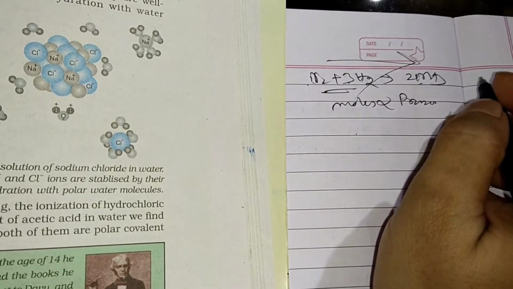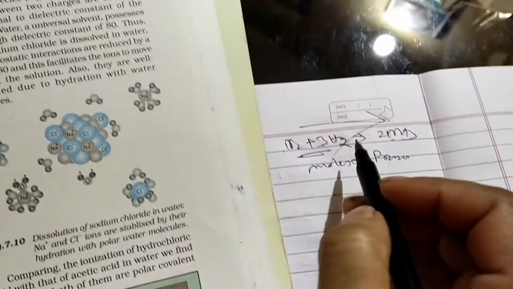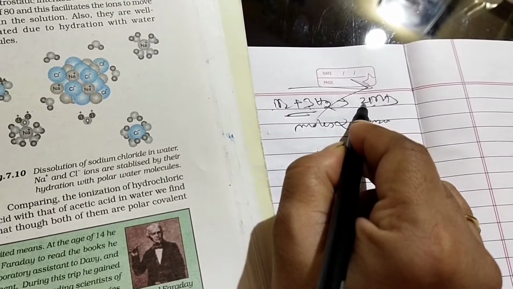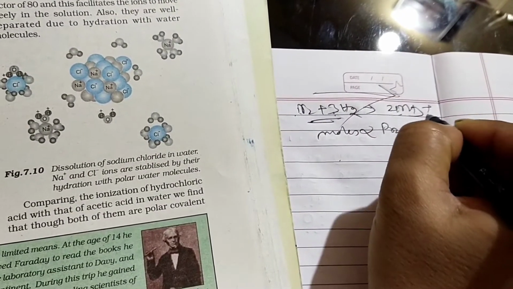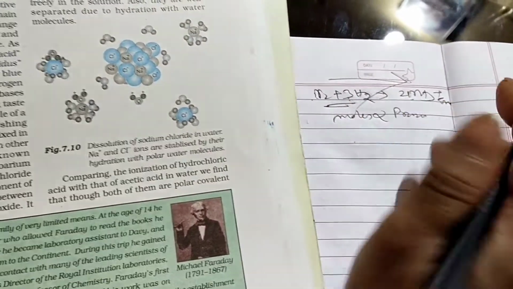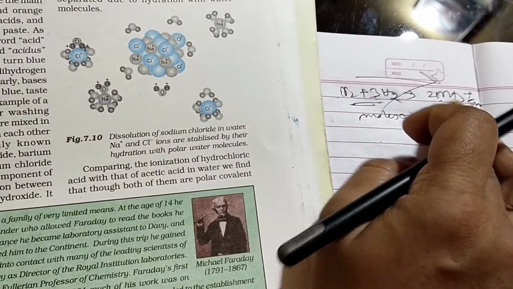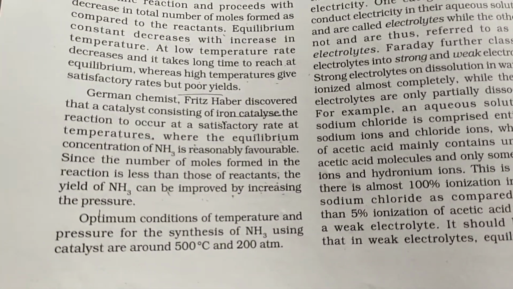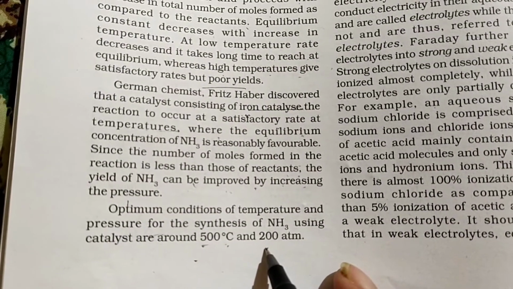And in case of temperature, the moles are more in the reactant and product moles are less, and the reaction is exothermic in nature. So if we provide more pressure, definitely it will go in the forward reaction. So here it is coming that the optimum temperature and pressure for the synthesis of NH3 using a catalyst are around 500 degrees Celsius and 200 atmosphere. So in that condition they are actually working successfully.